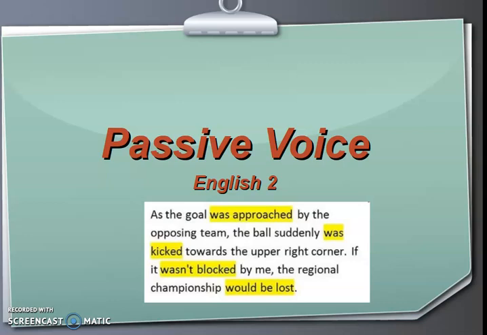As the goal was approached by the opposing team, the ball suddenly was kicked towards the upper right corner. If it wasn't blocked by me, the regional championship would be lost. Okay, so here's a short story containing four passive structures. We see three of them are past simple passive: was approached, was kicked, wasn't blocked, and finally we have would be lost.